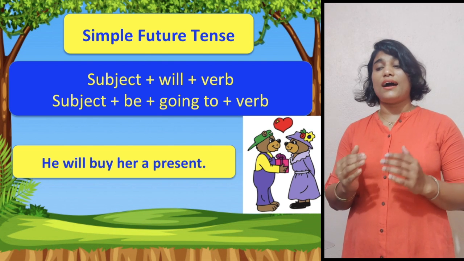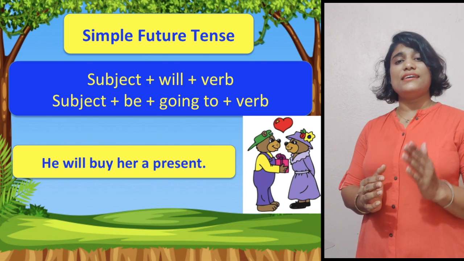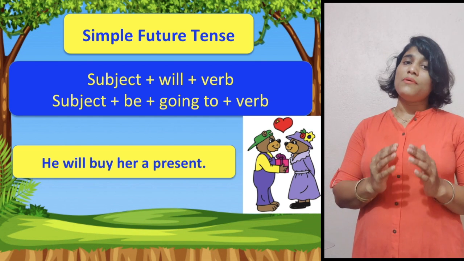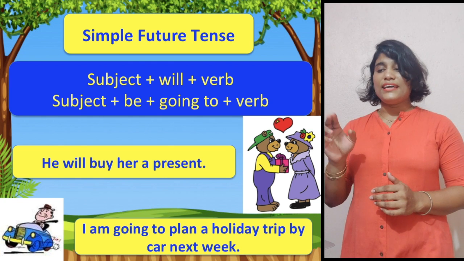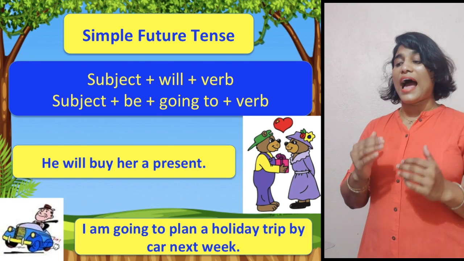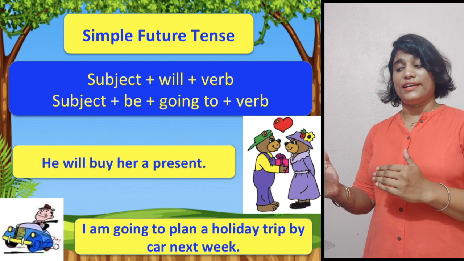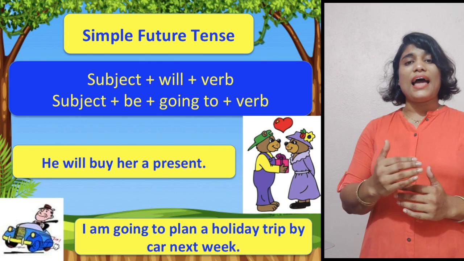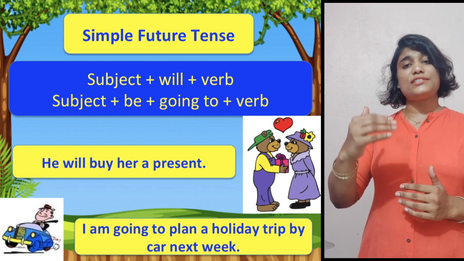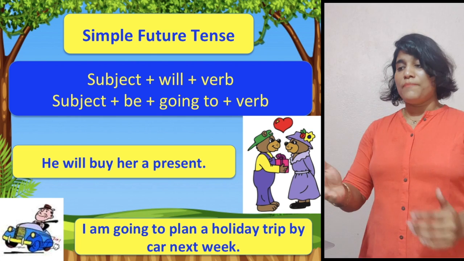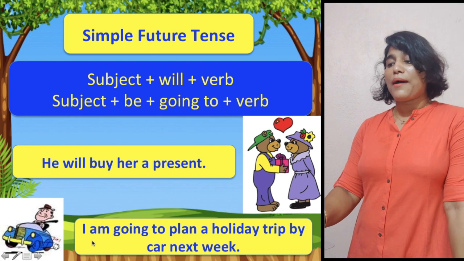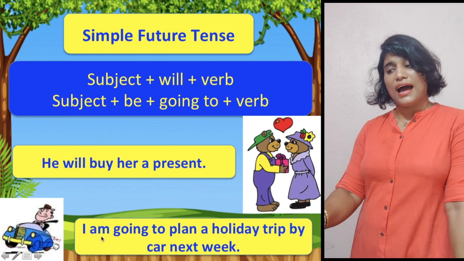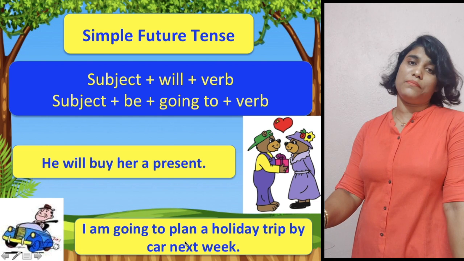He will buy her a present. Here, he is the subject, and the auxiliary verb will is used before the main verb buy. Similarly, in another example, I am going to plan a holiday trip by car next week. My plan is not for now, it is for next week, that is, in the future. Look at the verb here: the be verb is always am with I, then going to, and the main verb is plan.